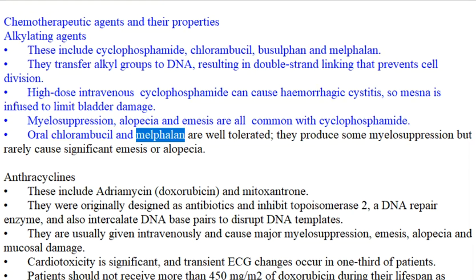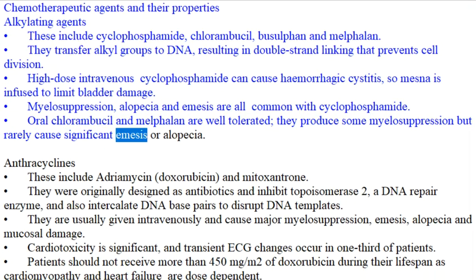Oral chlorambucil and melphalan are well tolerated. They produce some myelosuppression but rarely cause significant emesis or alopecia.